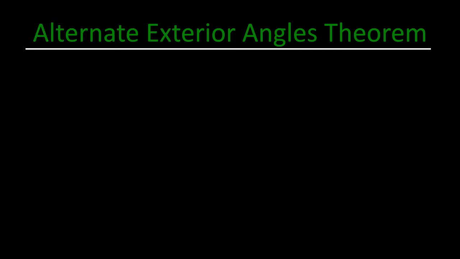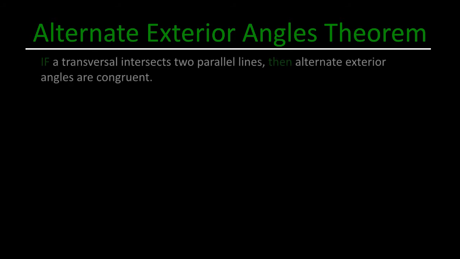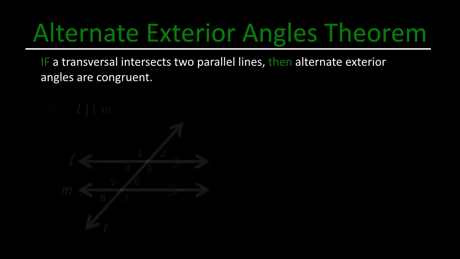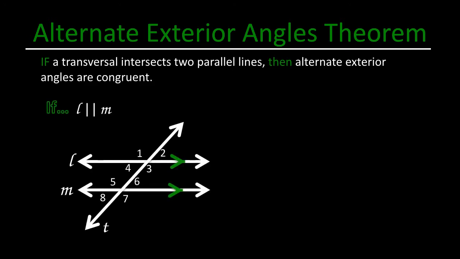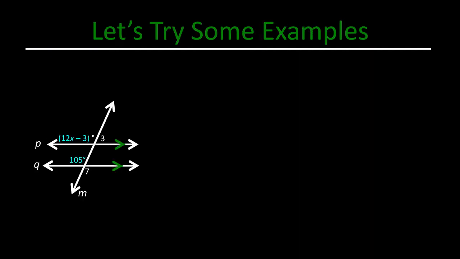The alternate exterior angles theorem states that if a transversal intersects two parallel lines, then alternate exterior angles are congruent. So if we have line L is parallel to line M, then we have angle 1 is congruent to angle 7, and angle 2 is congruent to angle 8. Now let's try some examples.